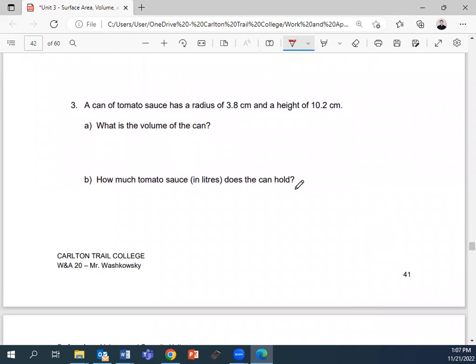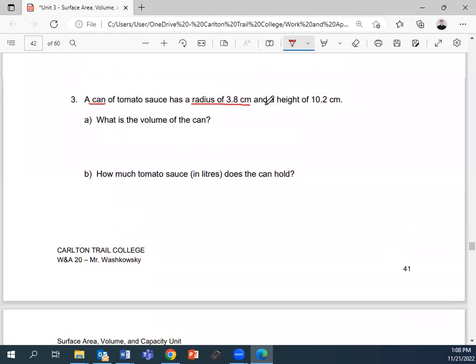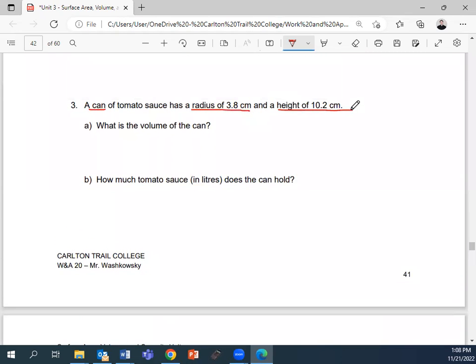Okay, so now I'm changing it up a little bit because now I'm dealing with a can. A can is a cylinder, right? Question 3 here: a can of tomato sauce has a radius of 3.8 centimeters and a height of 10.2. Make sure it says radius and not diameter because those are different, right? We will have to, yeah. So I'll bring that up here in a second.